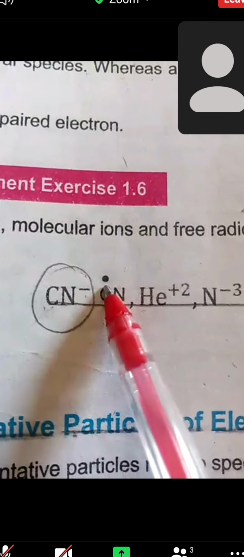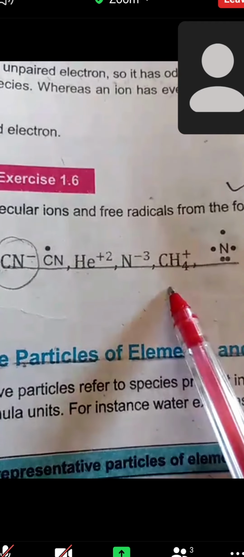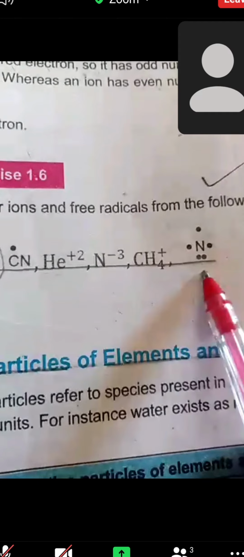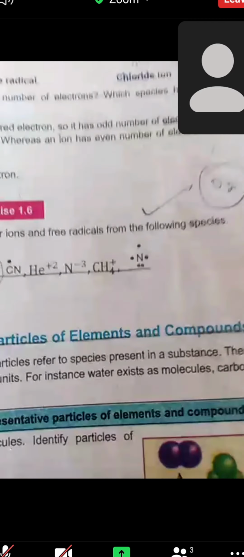Okay, this dot. What is this dot representing? Ma'am, free radical. Free radical. What is it? Ag plus 2. Ion. Very good. N-3. Ion. CH4 plus. Molecular ion. Very good. And this one? Free radical. This one is also representing free radical. Very good. Well done. Okay. Is it enough? Yes, ma'am. Okay. Now come towards maths.